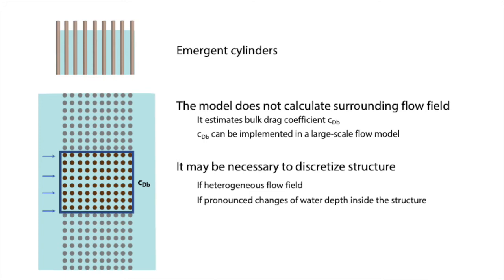It might be necessary to discretize the structure in some applications, for instance, if there's a heterogeneous external flow field, or if the structure itself in a particular application causes pronounced changes in the water depth, then it may be necessary to divide the structure in different parts. And as you can see from our diagrams, we mostly focus on regular arrangements, but in the next section we're going to discuss the validation of the model also for staggered and random arrangements.